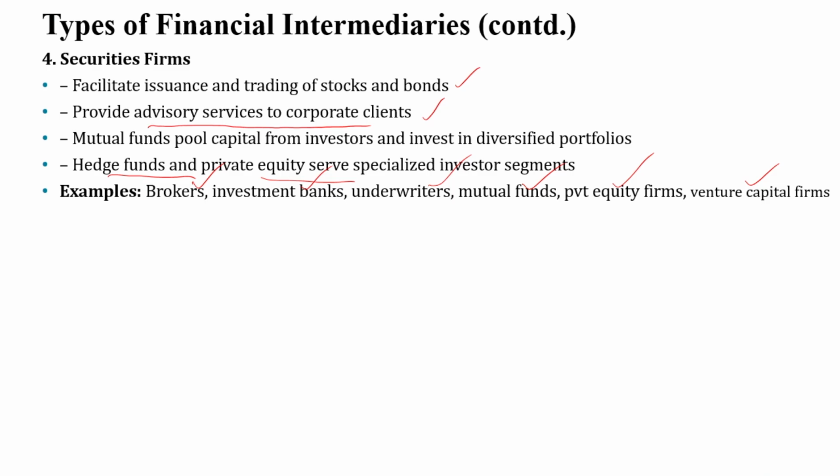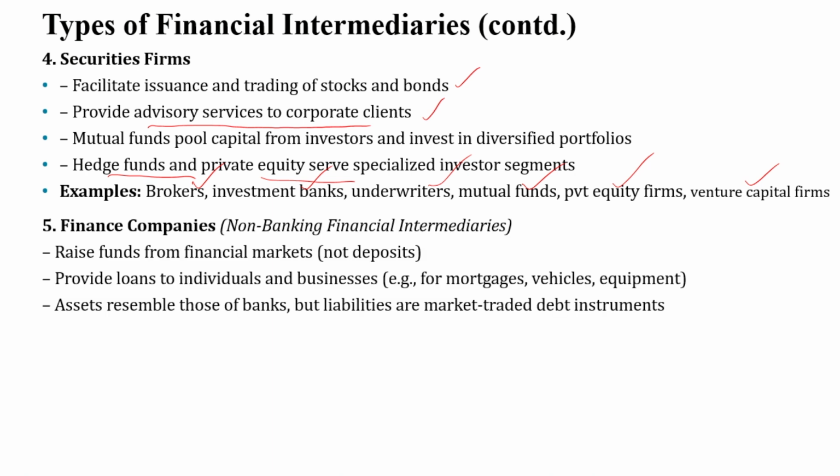Let's now continue with the additional categories of financial intermediaries. For instance, finance companies, which are non-banking financial intermediaries. These institutions raise funds from financial markets, not through deposits, and use those funds to provide loans to individuals and businesses. Examples include loans for mortgages, automobiles, and equipment. While their assets may resemble those of banks, their liabilities are often market-traded debt instruments rather than customer deposits.